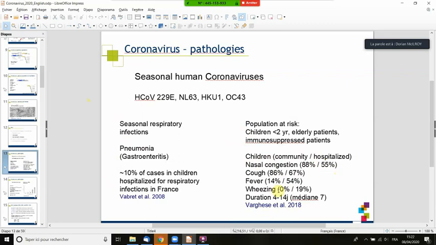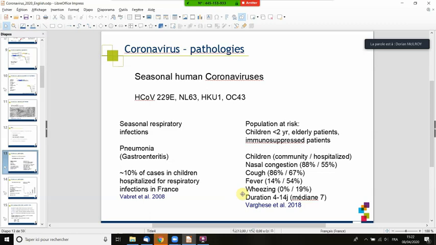Whereas in the hospitalized children, only half of them have got something with the nose, a runny nose or blocked nose. Most of them have a cough, most of them have fever, and some of them have got more serious lung symptoms.